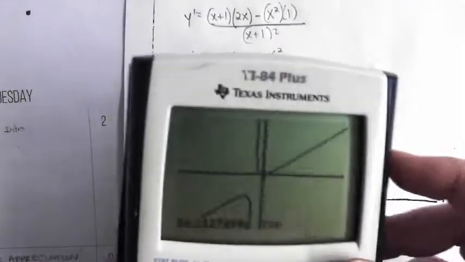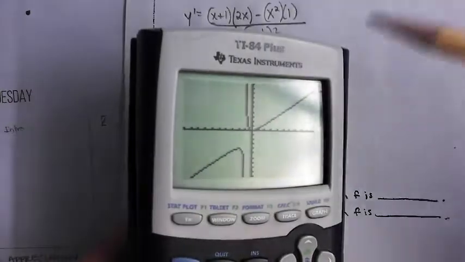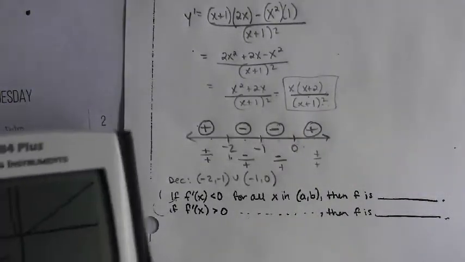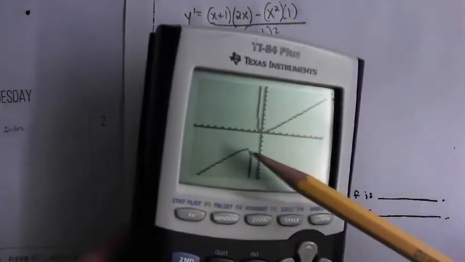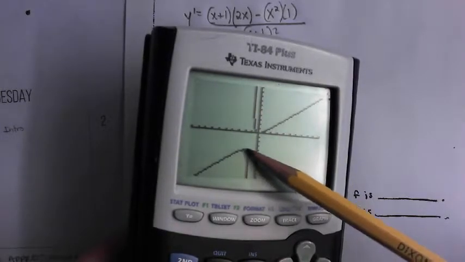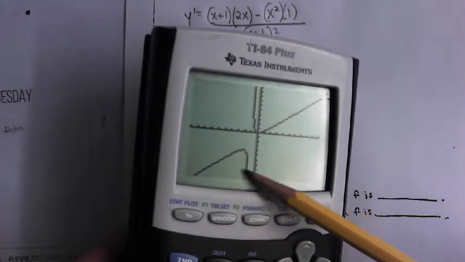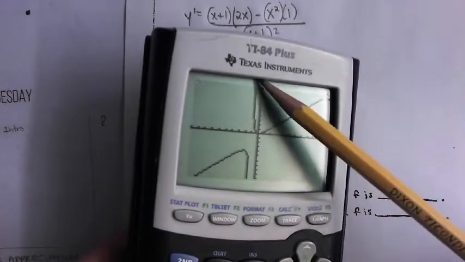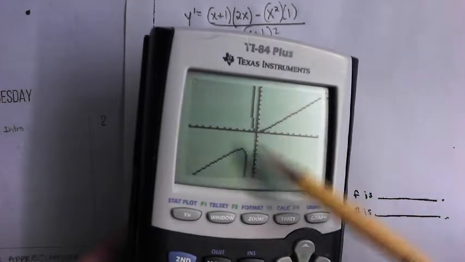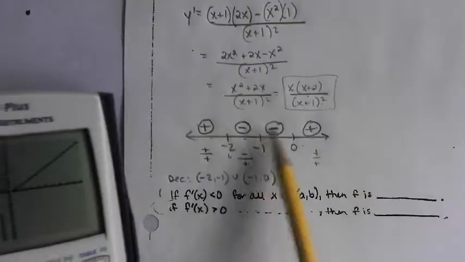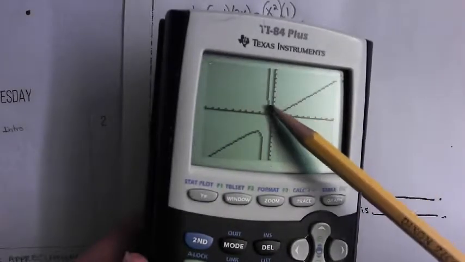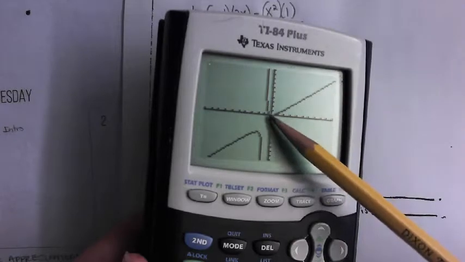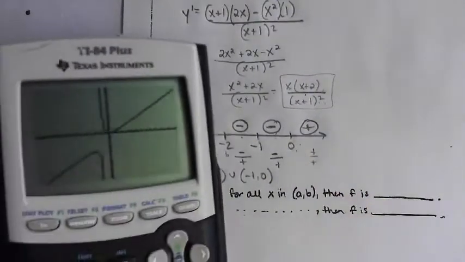So here is the graph of that. And you can see at -2, there's your relative maximum. It's increasing going in, decreasing coming out. You can see your asymptote. So obviously on the other side of the asymptote, it's still decreasing. That's why we got a negative on both sides here. And then negative and then positive, and that's our relative minimum at 0.